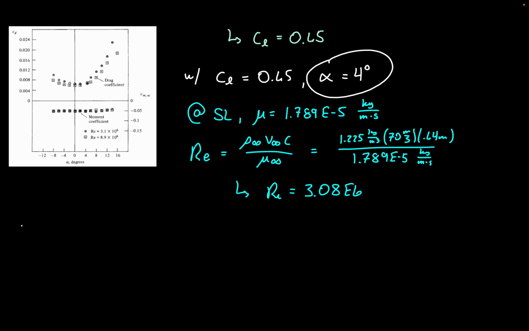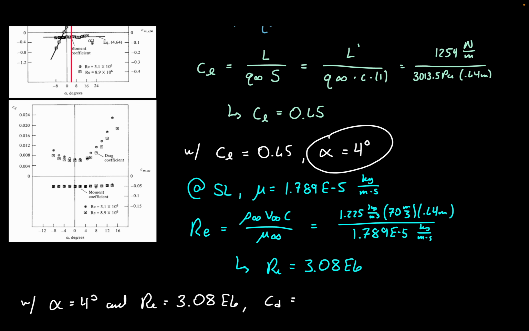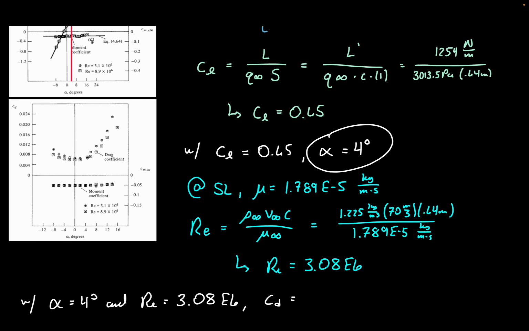So now we can say with alpha equal to 4 degrees and Reynolds number equal to 3.08 times 10 to the 6, we need to solve for our coefficient of drag. Now that's where this second graph comes in handy. So what we can do is first look at the Reynolds number, because we have two different ones here that they give us. We have 3.1 times 10 to the 6 and then 8.9 times 10 to the 6, because this will affect what drag coefficient we'll get. So since ours is 3.08, we'll go more with this circle one here.